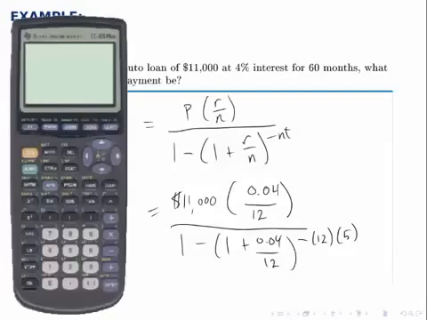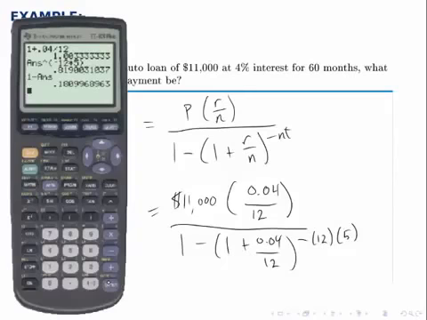Rather than typing everything in all at once and getting confused with lots of parentheses, let's start with just one piece at a time. So I'll start with the denominator, since that looks more complicated, and we'll start with the parentheses. So start with 1 plus 0.04 divided by 12. Then raise that to the power of negative 12 times 5, or again I could raise that to the negative 60th. And then take 1 minus that answer. So that number right there is the entire denominator.